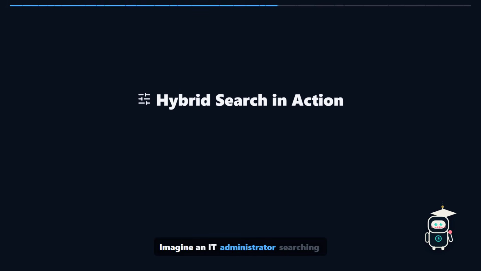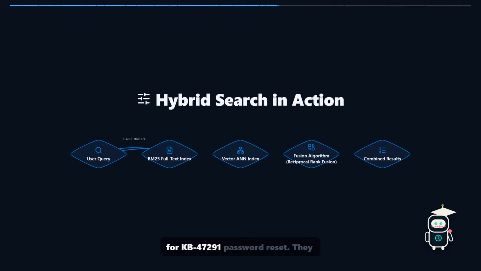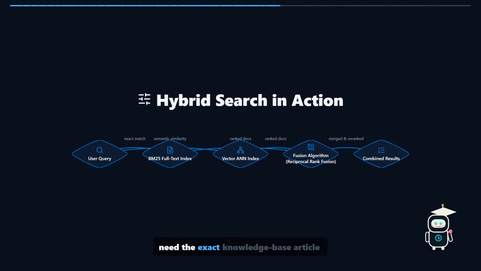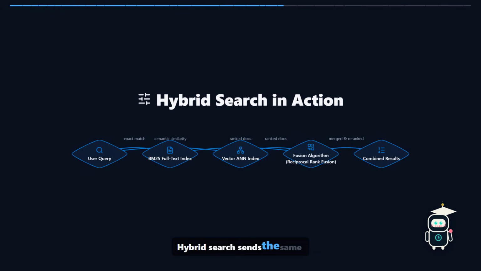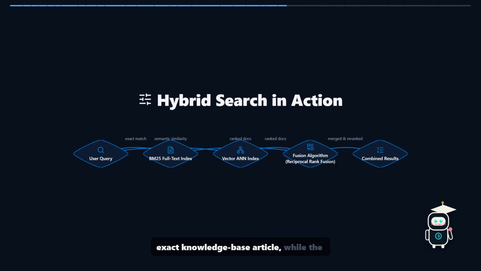Imagine an IT administrator searching for KB47291 password reset. They need the exact knowledge base article associated with that identifier, but they also want troubleshooting guides describing similar password reset issues. Hybrid search sends the same query to 2 search systems at the same time. A traditional keyword index retrieves the exact knowledge base article, while the vector index retrieves semantically related documentation.